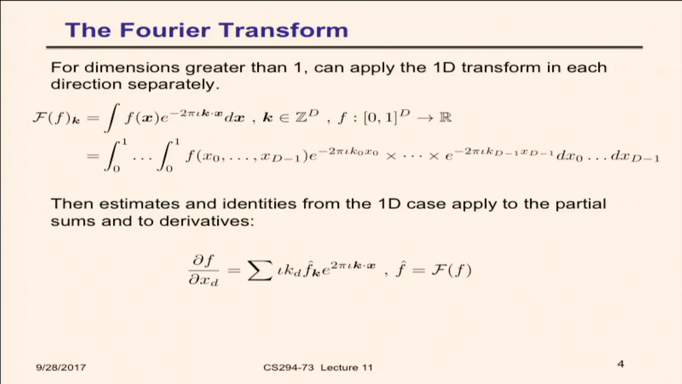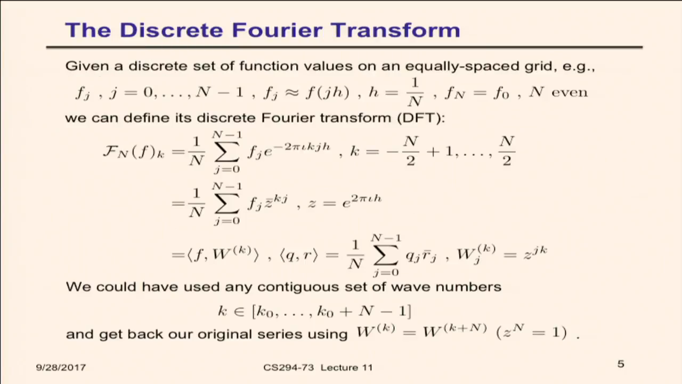For dimensions greater than 1, we can apply 1D transforms in each direction separately. I've just written down what this is. So you're on a unit cube, d-dimensional cube, and you just compute the expansion coefficients for elements of integer tuples k0 to kd minus 1. And the same estimates and derivatives from 1D apply to partial sums and to derivatives as well. So that's what the continuous Fourier transform is.